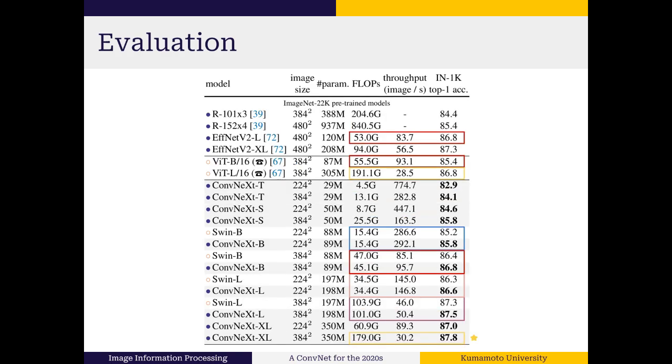This table shows the results on the ImageNet 22K dataset. Similarly, it shows that ConvNet's performance is mostly better than other models, including the EfficientNet V2. This also shows the high accuracy achieved by ConvNet XL, indicating that ConvNet is a scalable architecture.